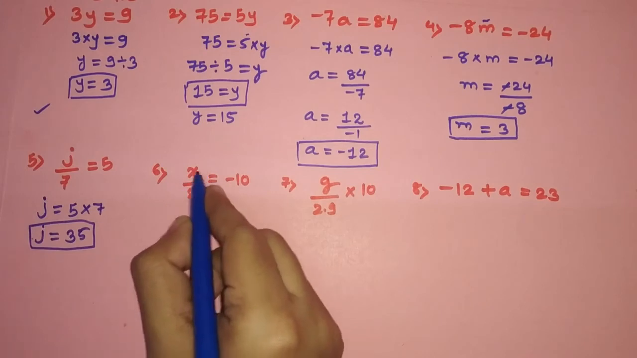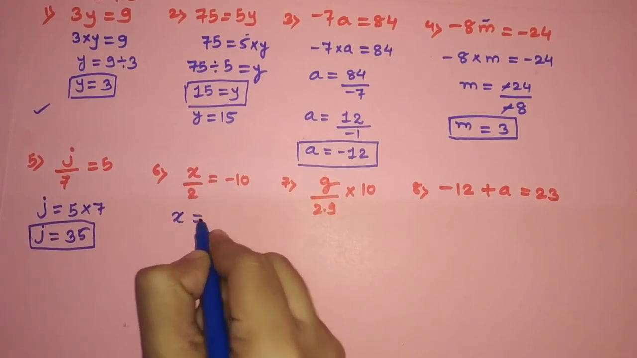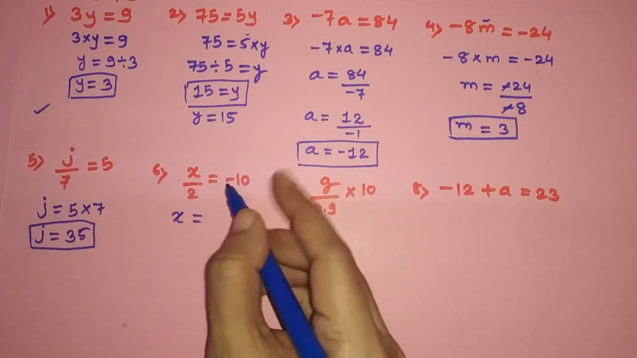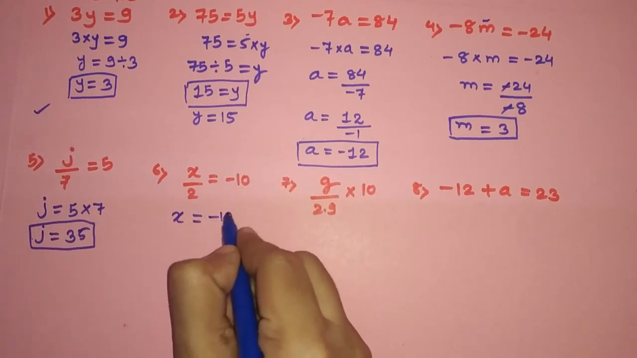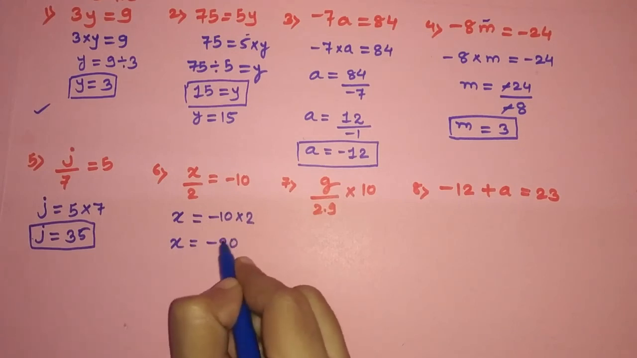Then next you need to find x by 2 is equal to minus 10. We'll follow the same procedure. This division goes to the right hand side and becomes multiplication. So friends, here we will get minus 20.